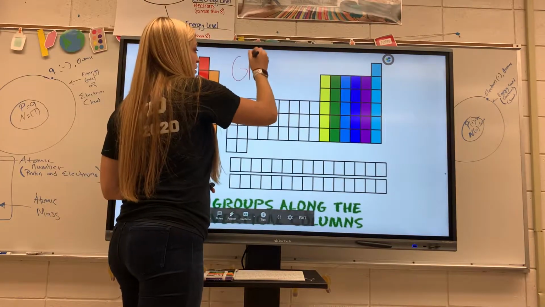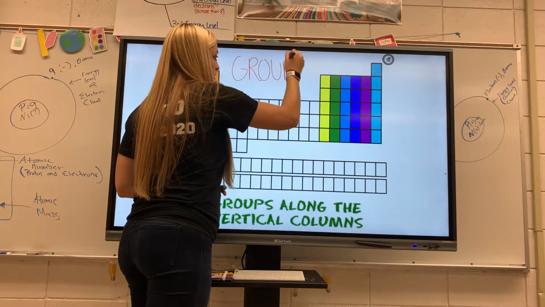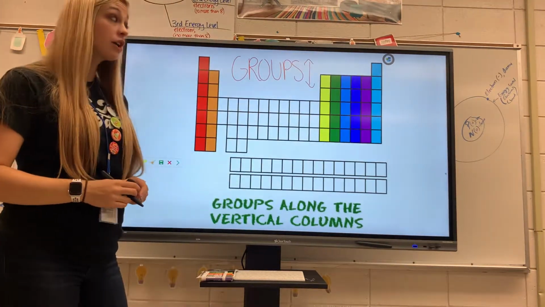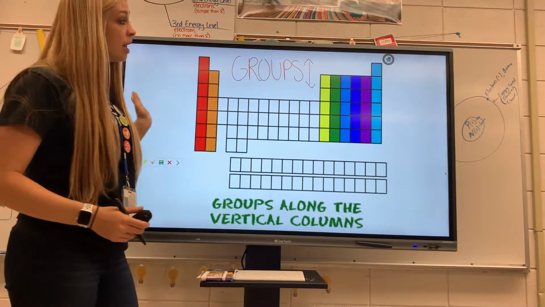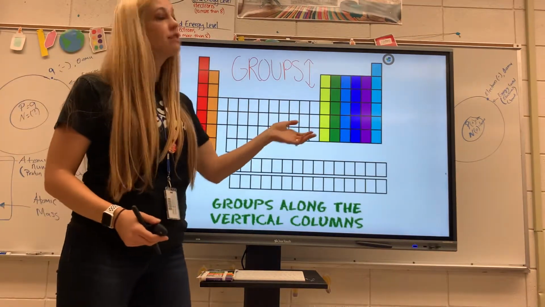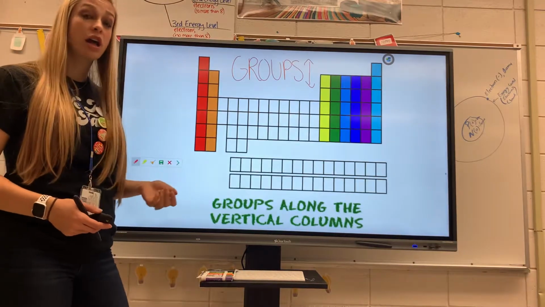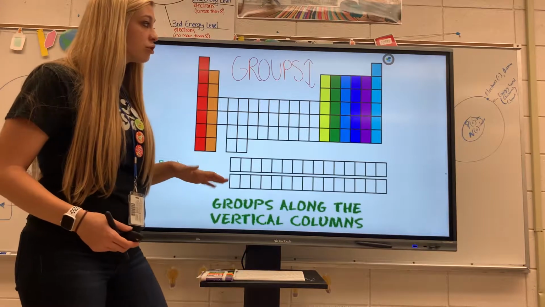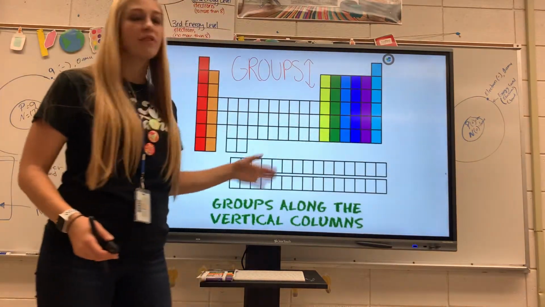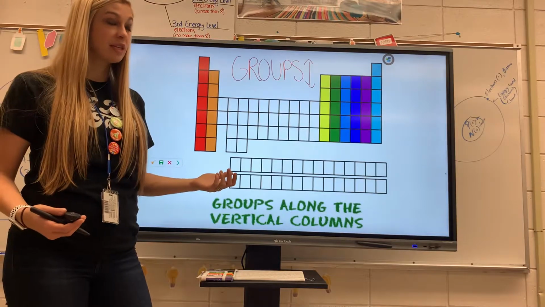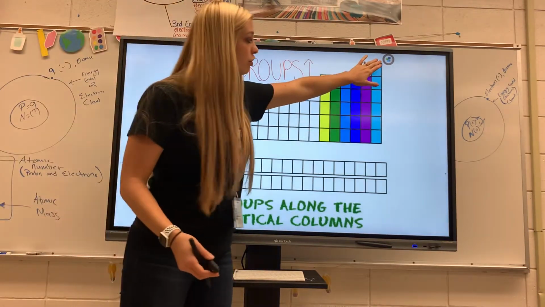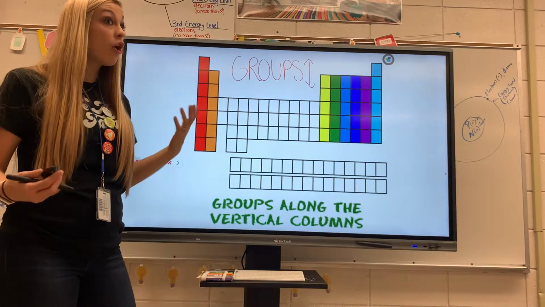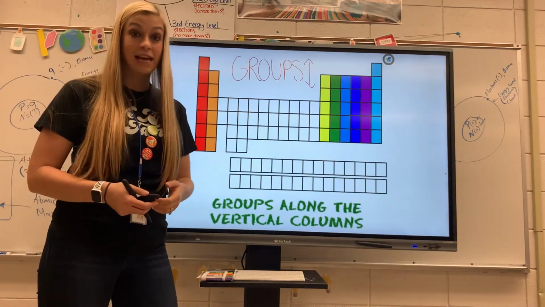Groups. So groups are vertical columns on the periodic table. Here you see some of the main ones that we talk about in 8th grade colored for you. I think these groups are really cool because each group is kind of like its own family. They have similar characteristics. For example, group 18 is made of entirely gases. So they all are similar because they're gases.